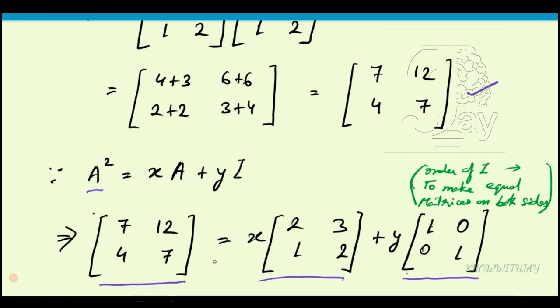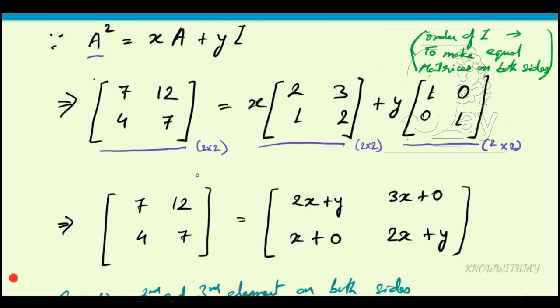Now this is important: how do you find the order of the identity matrix? As you see, the order of the matrix on the left hand side is 2 by 2, and the order of A is also 2 by 2. So you can add two matrices only if their orders are the same. So the order of the identity matrix should also be 2 by 2.